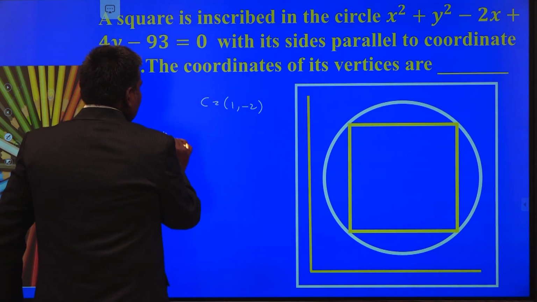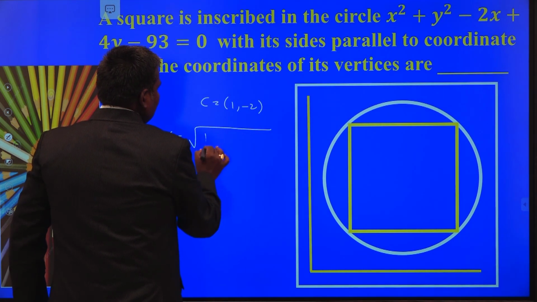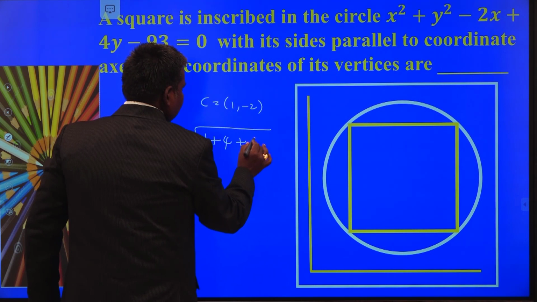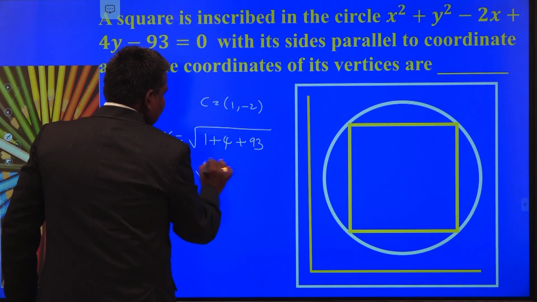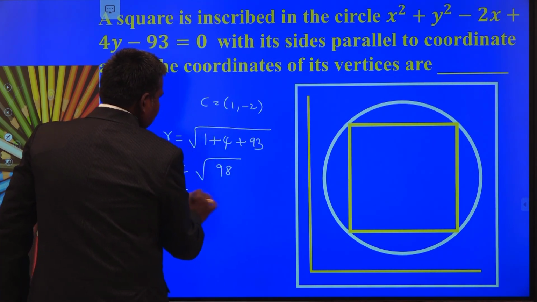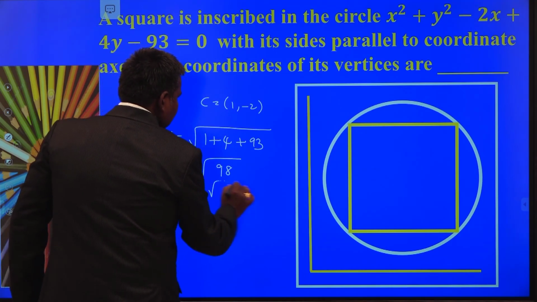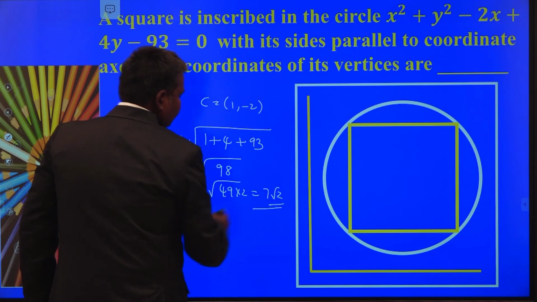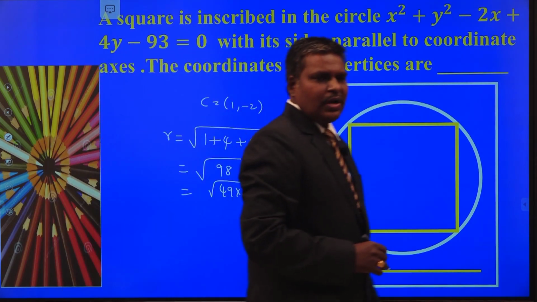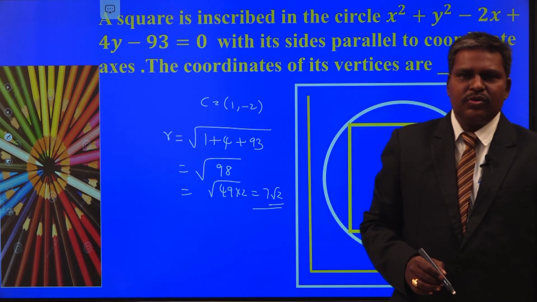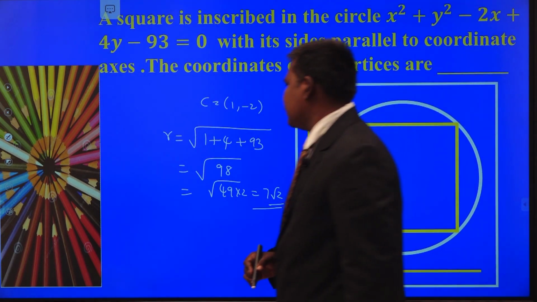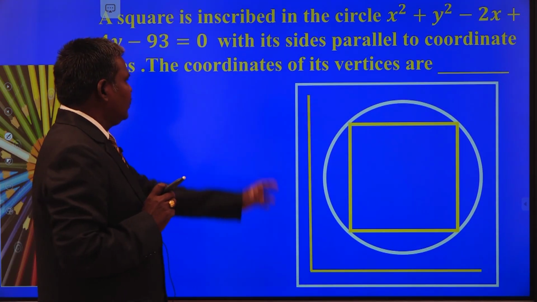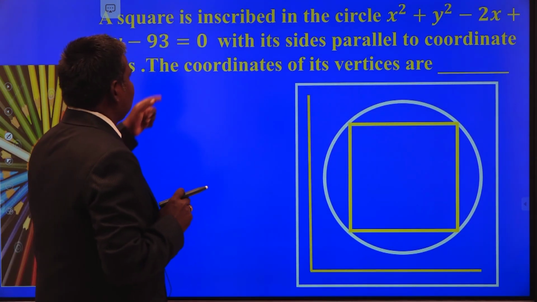What is the radius of the circle now? Radius r is equal to root of 1 plus 4 minus of minus 93. This is root 98, that is nothing but 49 into 2, this is 7 root 2. We have the radius. We have the coordinates of the center. So we have the circle equation.